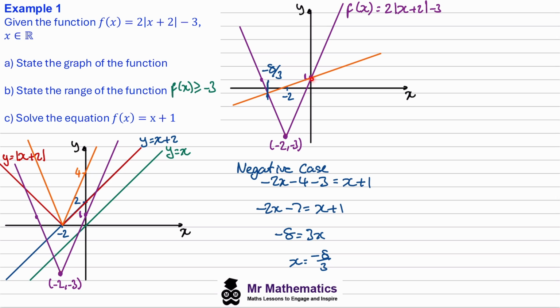And then to work out this solution, this will be the positive case. We can see this will be at when x equals 0. But if we just solve the equation to make sure, the positive case is when this term is positive. So we'll get 2x plus 4 minus the 3 will equal x plus 1. We'll move this x to the left-hand side. Then you can see that the 4 take away 3 is equal to the 1. So x will equal 0.